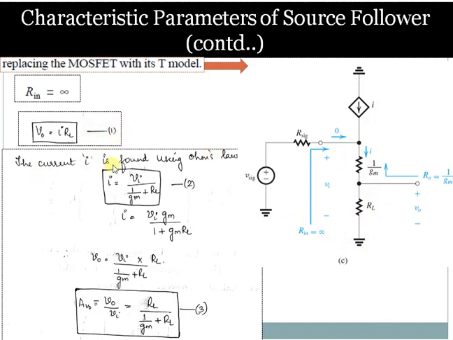To obtain the current, we use Ohm's law. According to Ohm's law, the current I will be equal to the input voltage divided by the total resistance which is connected, that is 1/gm plus RL, and this is denoted as equation number 2.